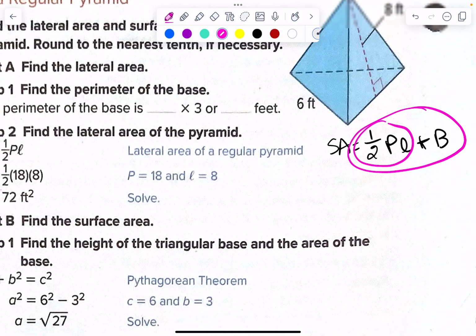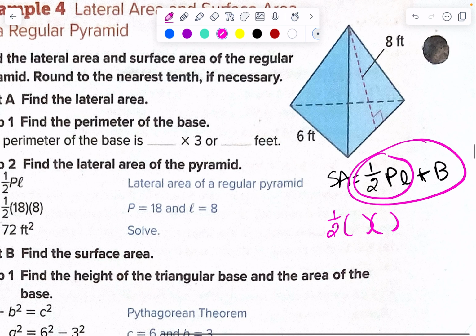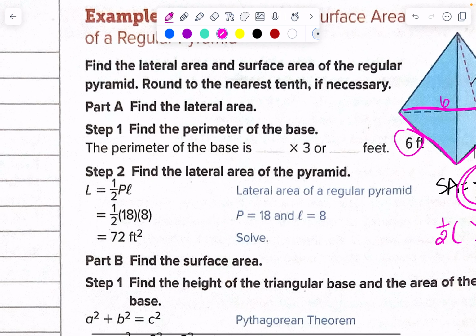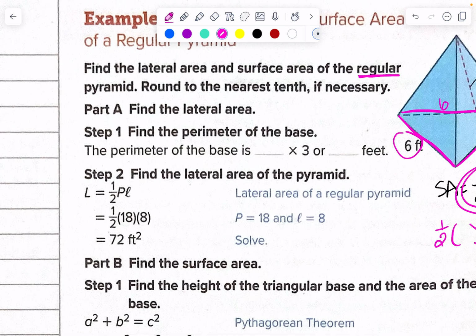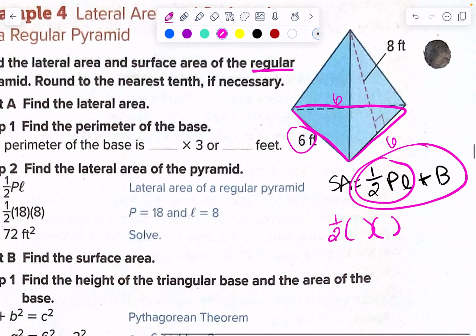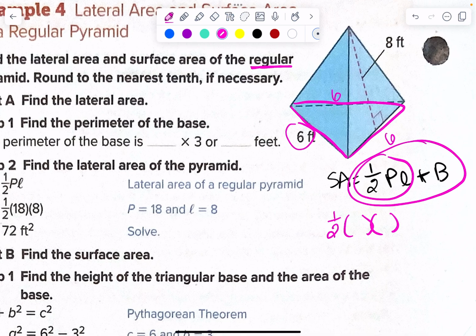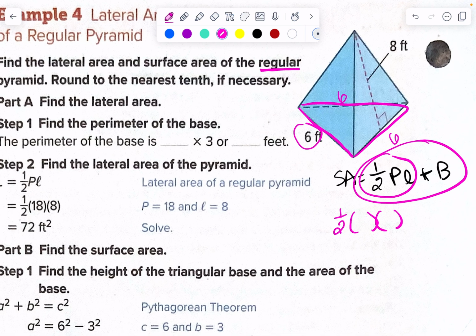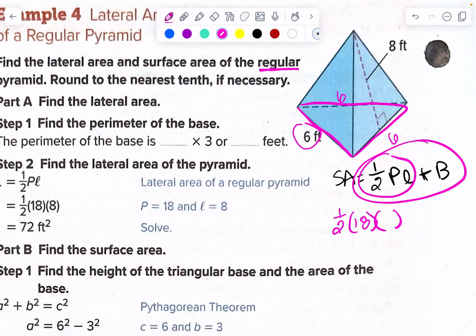Now, the lateral area is 1/2 capital P times the slant height. Capital P is the perimeter of the base. It's all of these edges together. They have this one labeled 6, but we're like, are the rest of them 6? That is true, they are all 6, but how do we know that? It says the figure is a regular pyramid, and regular means that all the sides are the same. So all of those are 6s, which means the perimeter of my base is going to be 18, because 6 plus 6 plus 6 is 18.